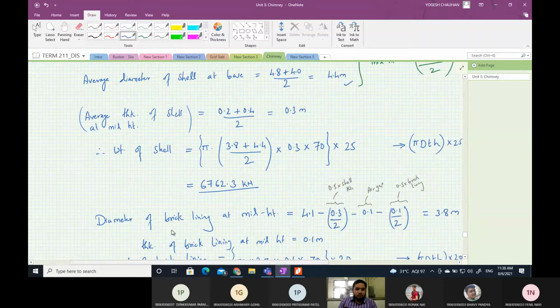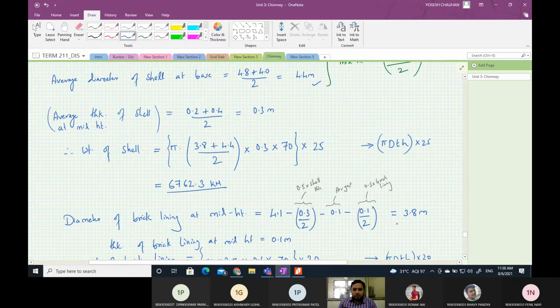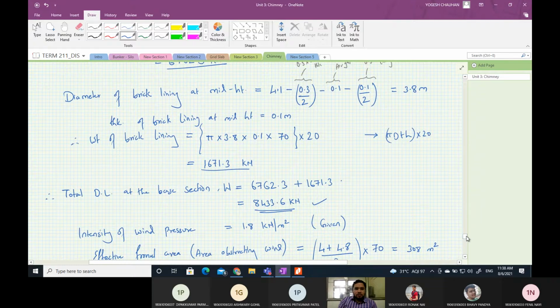Same way, we'll find the weight of the brick lining. The diameter of the brick lining at mid height is 4.1, the average diameter at the mid height of the concrete shell, minus half the thickness of the concrete shell, minus the air gap, and minus half the thickness of the brick lining. So you will get the diameter of the brick lining at the mid height.